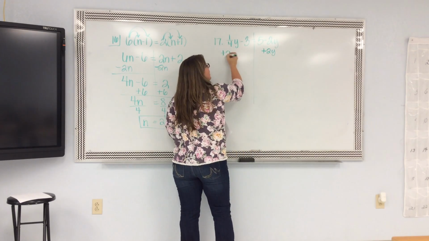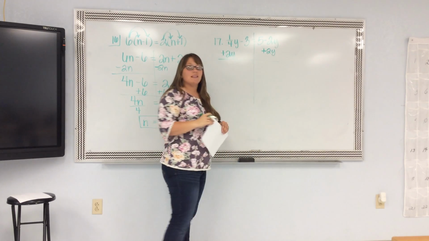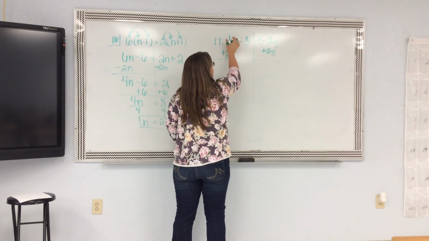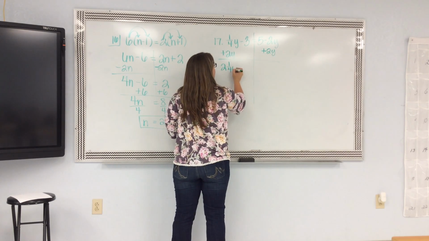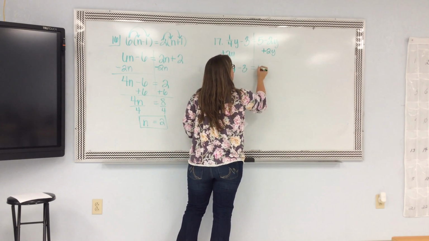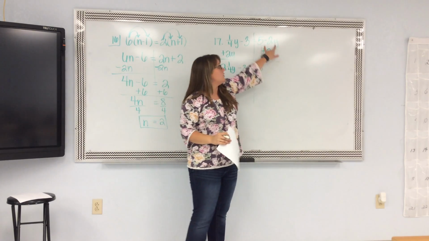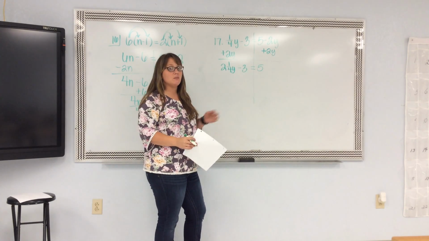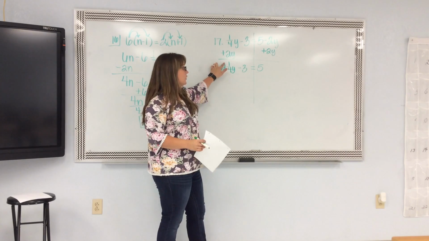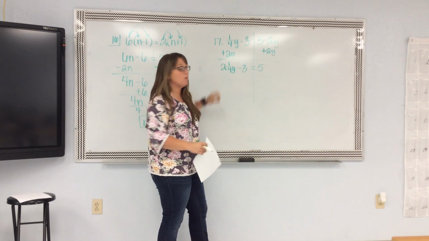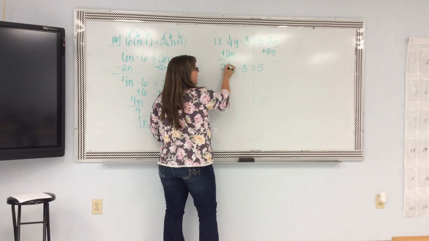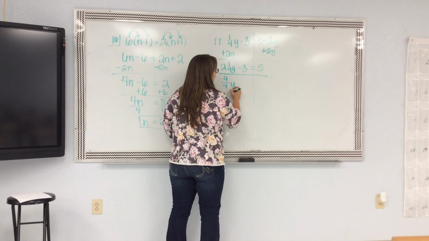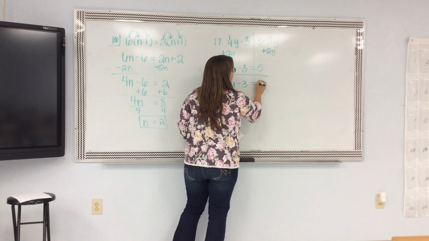Don't forget, you can start anywhere you want. I just like to get rid of those little variables first, so that way I don't have to deal with negatives as often. 2 plus 1/4 is just 2 and 1/4 y. Minus 3 equals 5. Now, the minus 2y goes away. And I will let you know that in equations, especially using your calculator, it is so much easier to turn this into an improper fraction. It's okay. So 4 times 2 is 8, and 8 plus 1 is 9. So I'm going to rewrite this as 9/4y minus 3 equals 5.